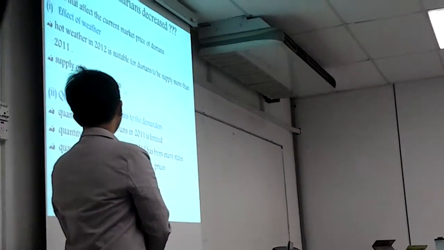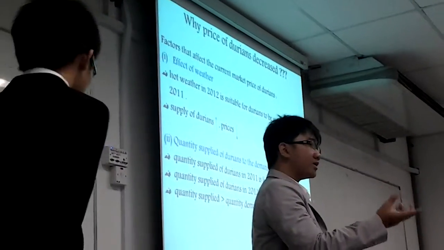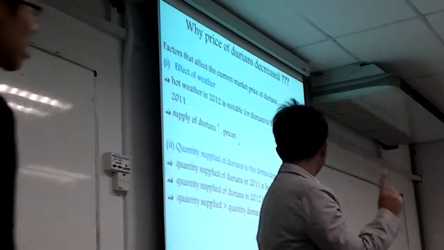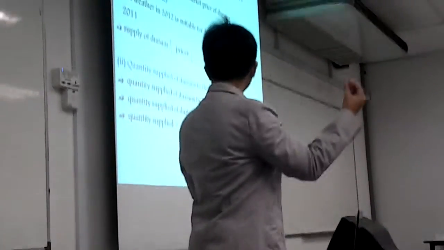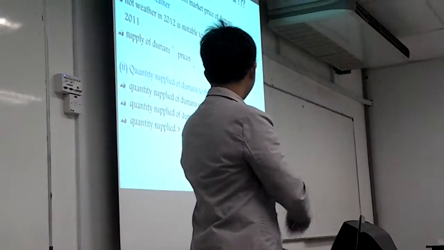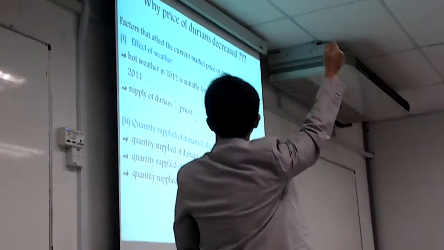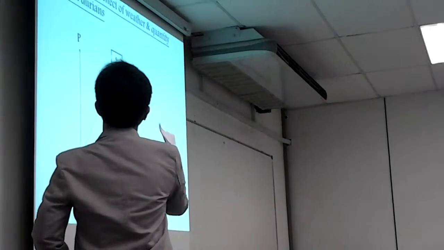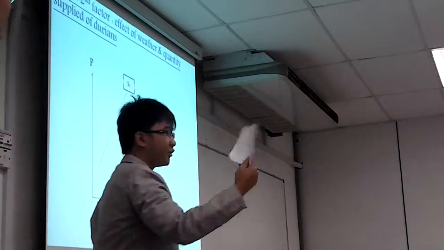Factor 2 is the quantity supply of durian to the demander. Because of the bad weather in 2011, the only state that supplied durian was Pahang. But in 2012, durian came from 5 states. So the quantity supplied is now more than the quantity demanded, so the price will decrease. So this is the graph of the first and second factor. The effect of weather and the quantity supply of durian let the supply curve shift to the right because the supply increases.